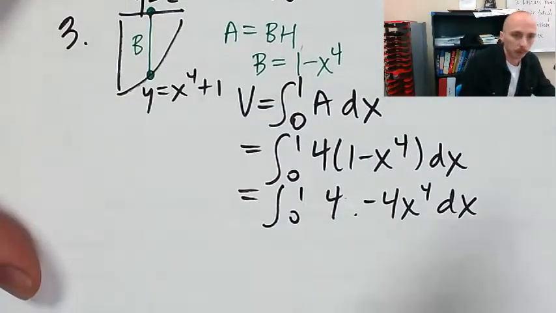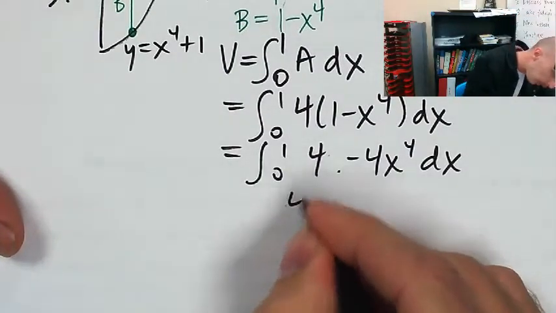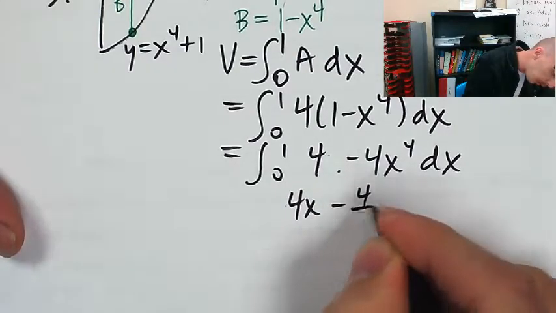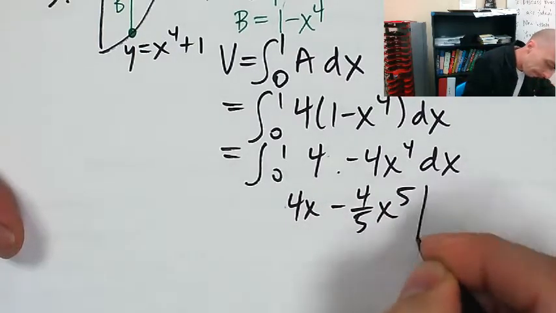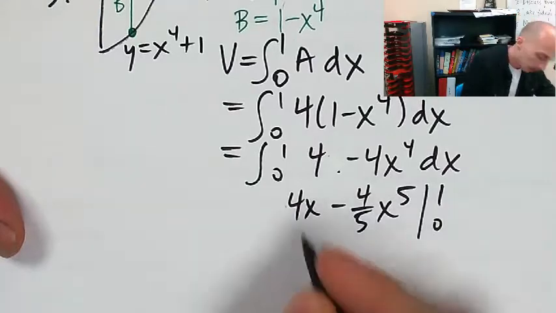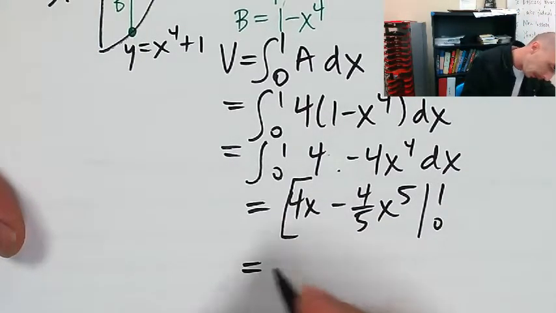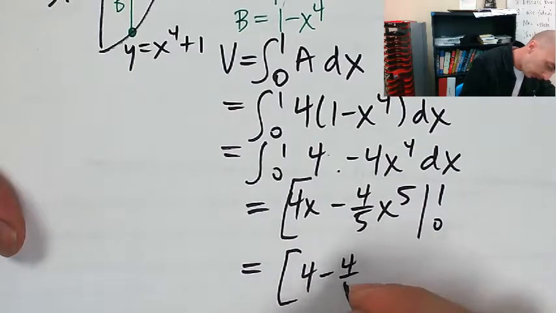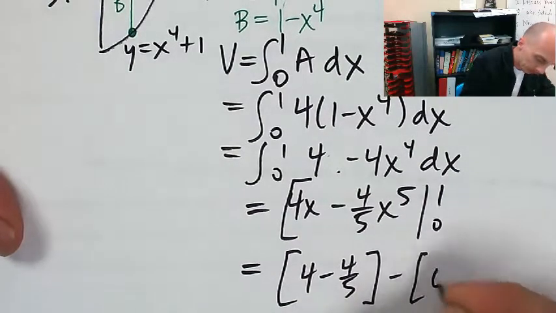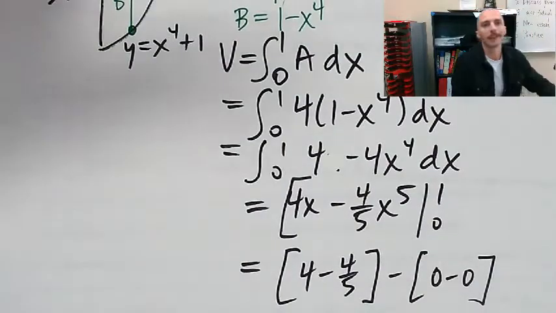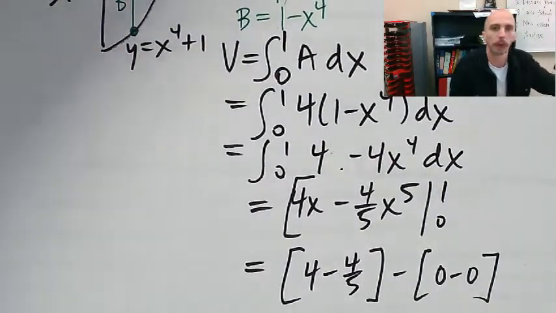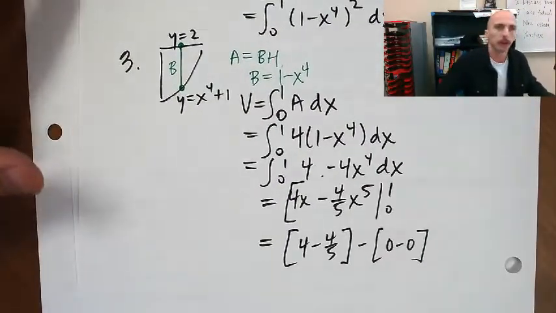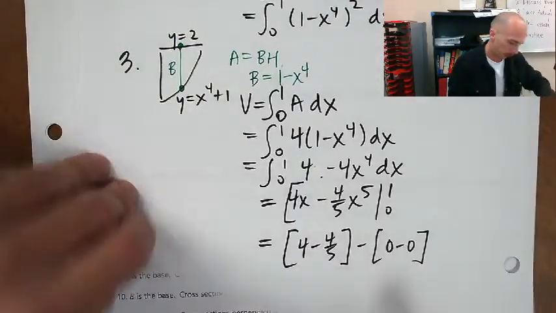And so I'm going to compute an antiderivative, letting x run from 0 to 1. And then I'm going to get 4 minus 4/5 minus 0 minus 0. And that's going to be the volume of my solid, right? Okay. All right, what's the next one?